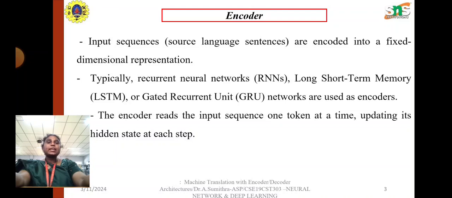XT is the input at the time step t. HT and CT are the internal states at time step t of the LSTM, and for the GRU there is only one internal state, HT. YT is the output at the time step t.